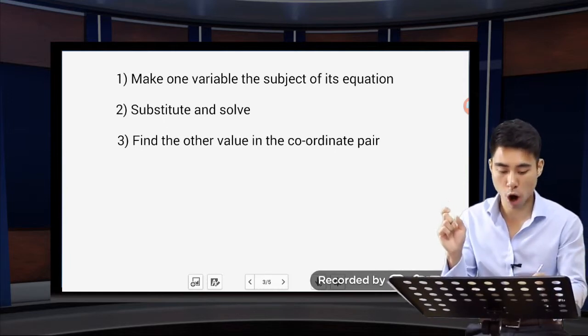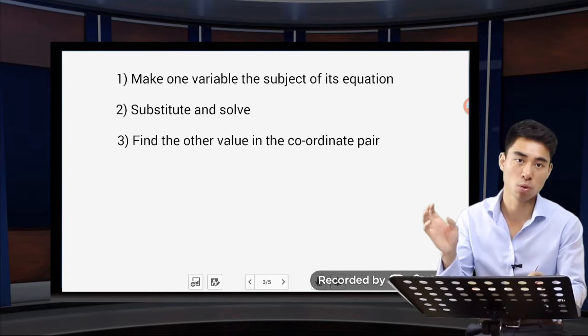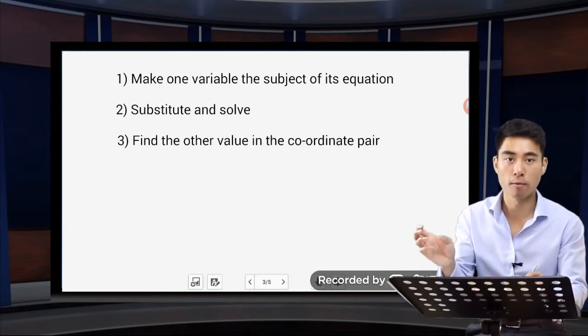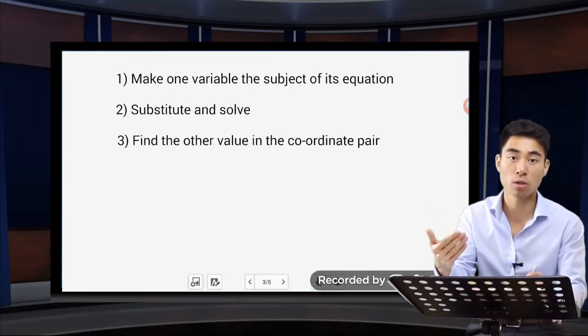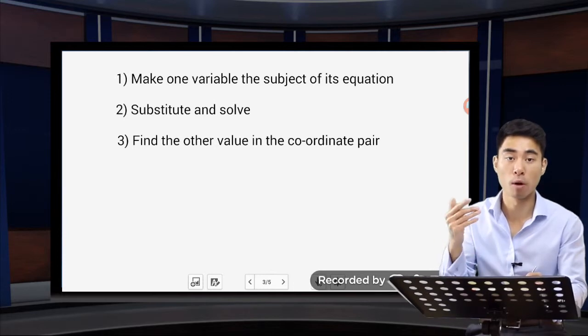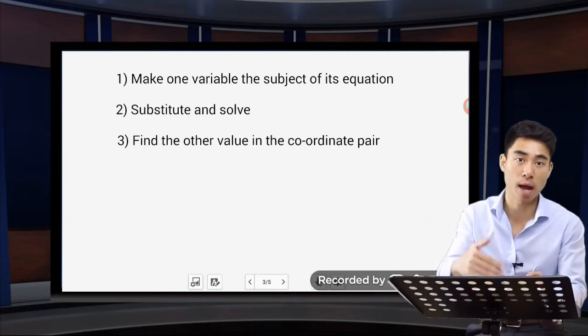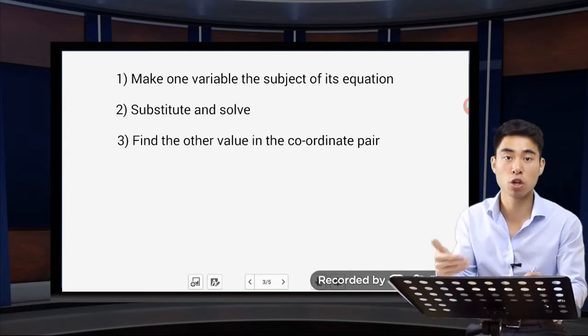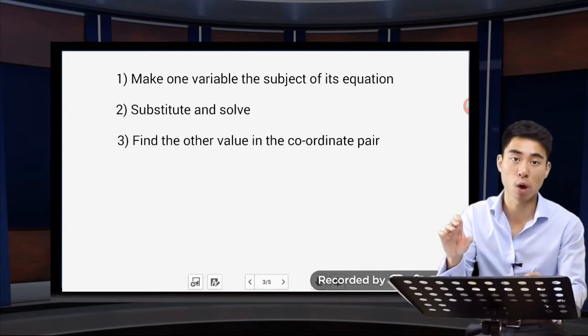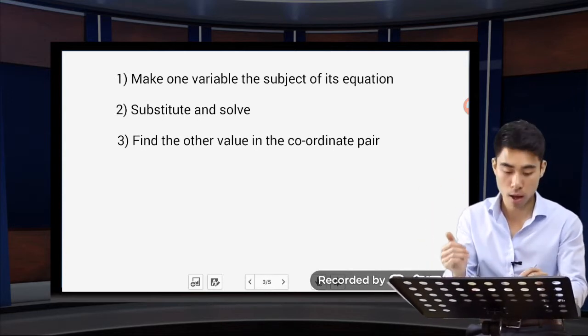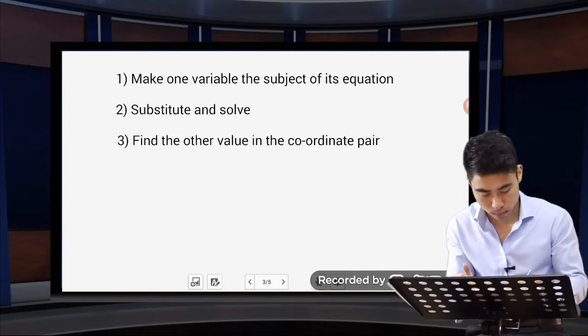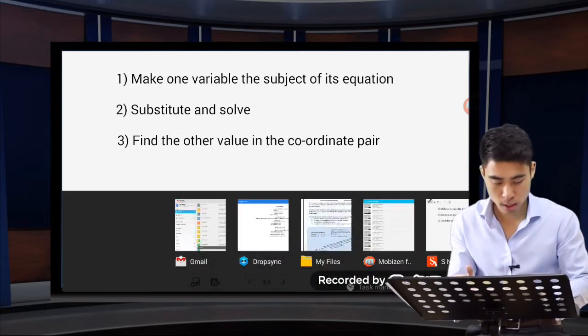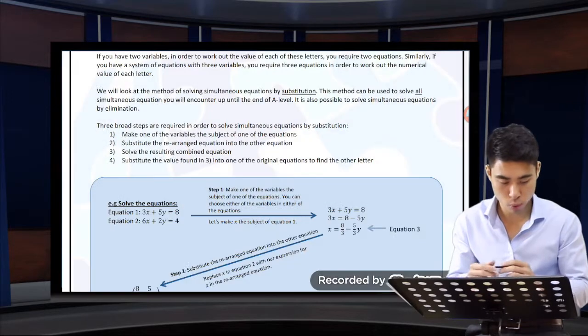So after this step, you will have either x equals a number or y equals a number, and then from that you've obtained one of your values. So you've obtained one of the values in that coordinate pair, so it might be the x or it might be the y, and you're going to substitute that value back into one of your original equations to obtain the other variable. So let's take a look at the example we looked at previously.